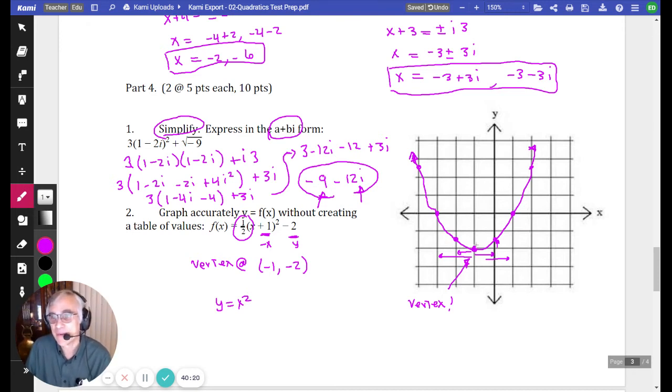Not very pretty. But so there we have it though. There's a parabola, which in every respect looks like a parent function y equals x squared parabola, except that it's been squashed to half its original height, and the vertex has been moved to (-1, -2).